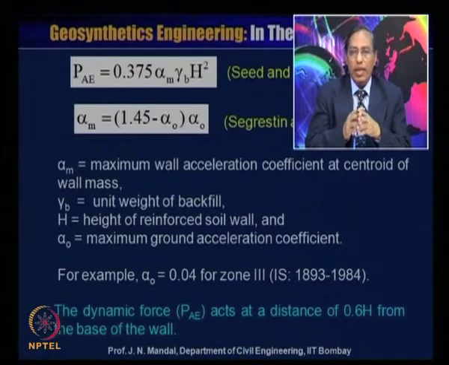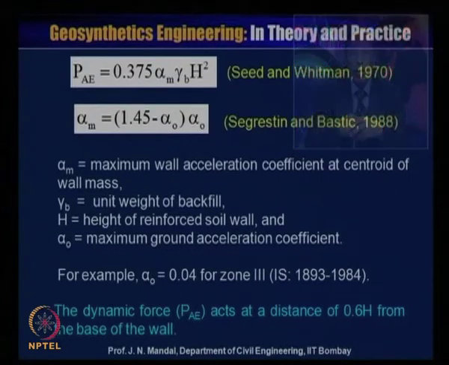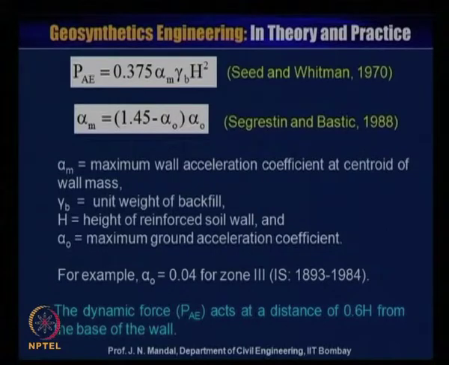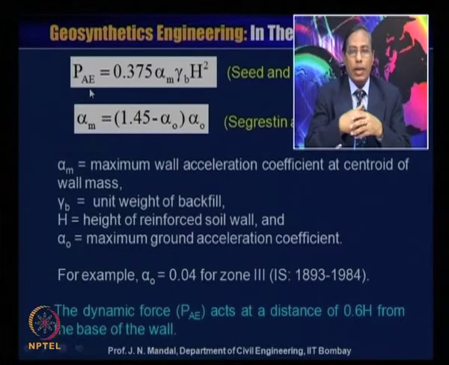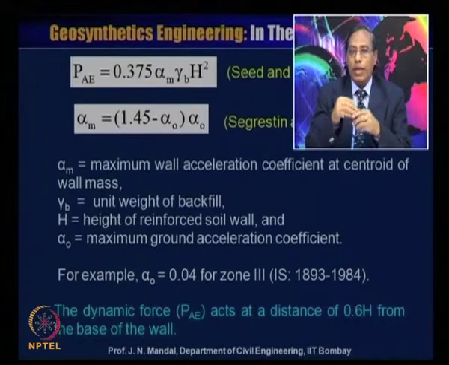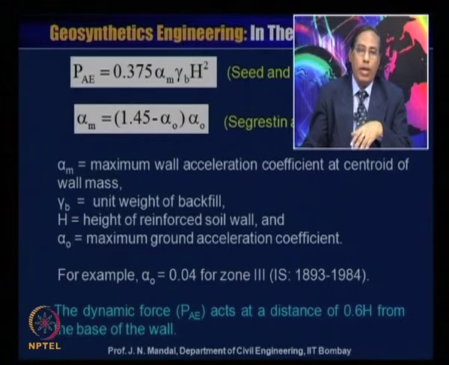For example, in zone 3 as per IS code 1893:1984, suppose for a particular zone the alpha 0 value is 0.04. Then you can calculate alpha m, which is equal to 1.45 minus alpha 0 into alpha 0. If you know the alpha m value, you can substitute it in this equation, and gamma b and H are known. So you can easily calculate the dynamic force, which acts at a distance of 2/3, or 0.6 times the height of the wall, from the base of the wall.